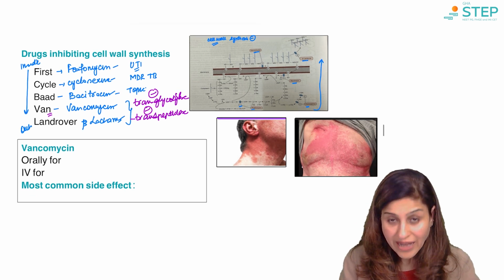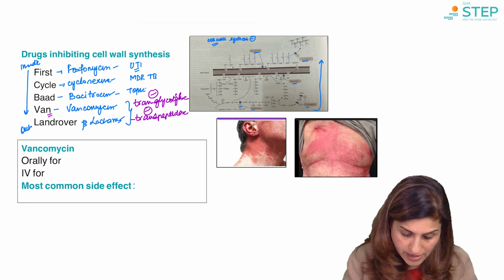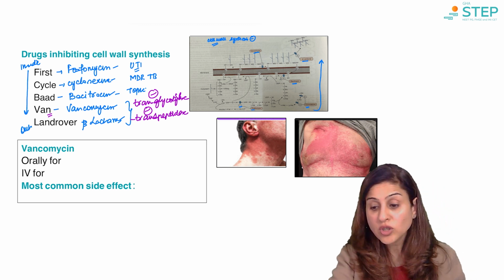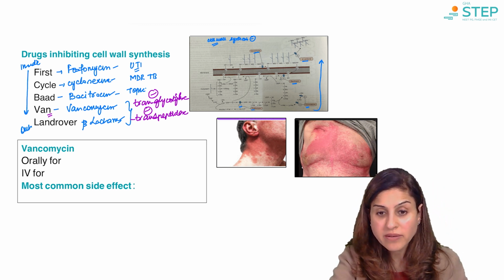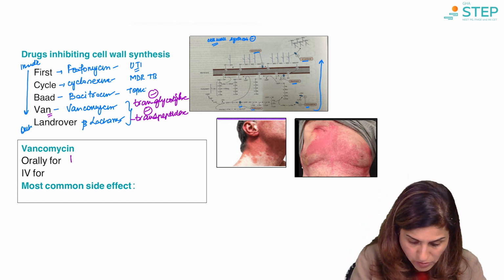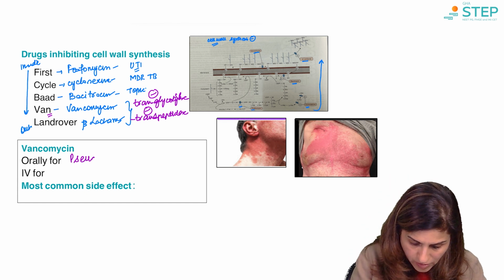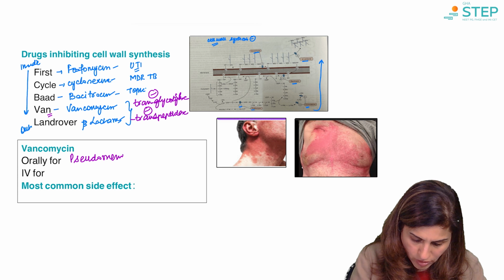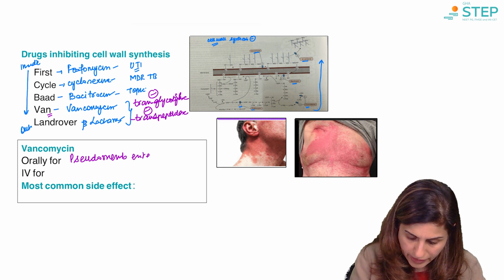Another important thing about vancomycin, which is often asked, is what is the use of vancomycin, right? So where it is actually used. So it is used orally for the management of pseudomembranous enterocolitis. Oral use, right?